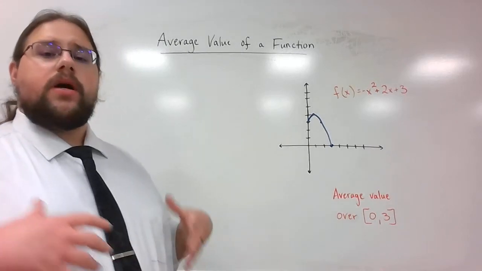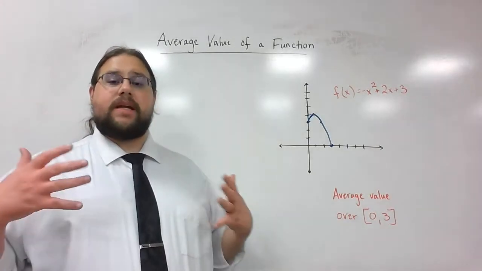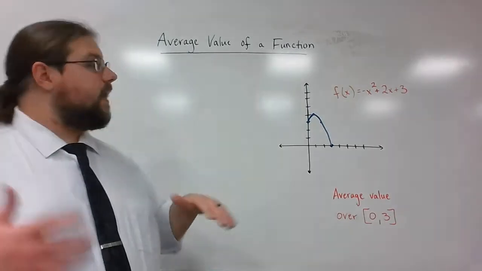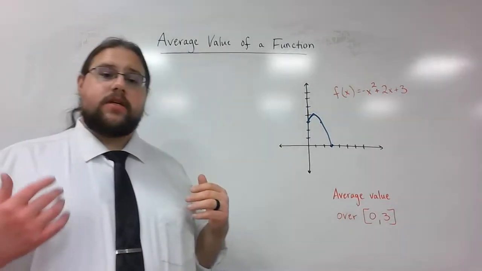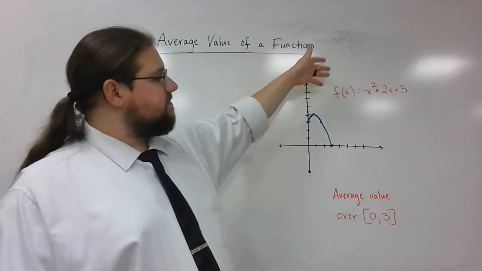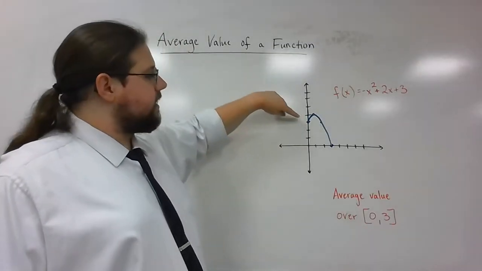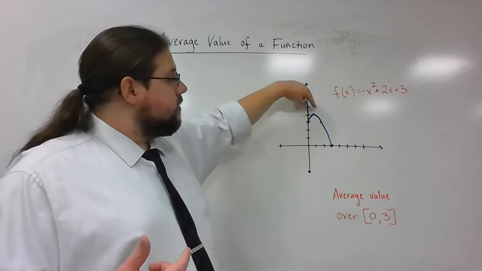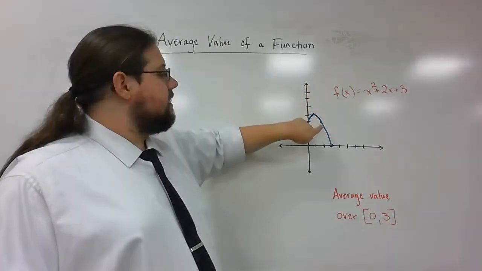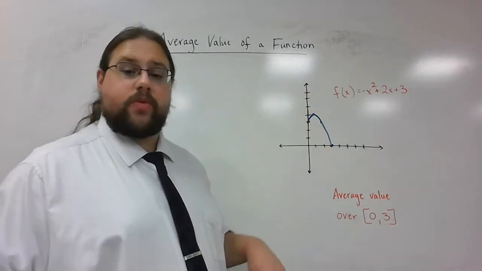So in this video, I want to apply the fundamental theorem of calculus to try to find the average value of a function. Now, the function I have here is f of x equals negative x squared plus 2x plus 3. I went ahead and graphed it. Notice it goes to the points (0, 3), (1, 4) is its vertex. It also goes through (2, 3) and (3, 0).